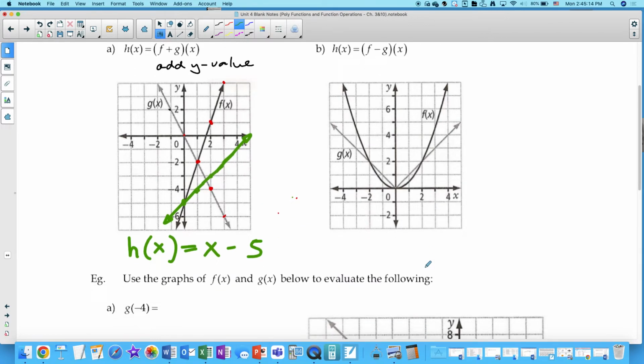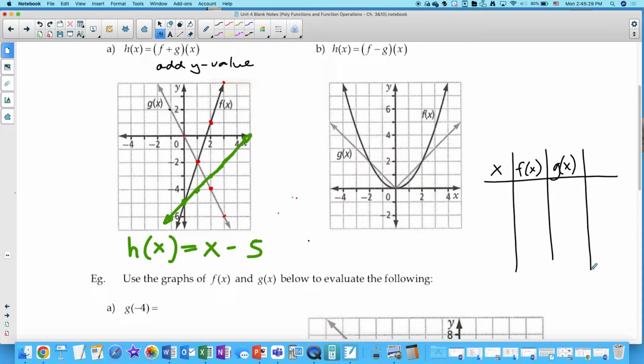I'm just going to make a really quick table of values where what I want to track is what's the value of x, what's the value of f of x, what's the value of g of x, and then h of x is f minus g of x. So I want to know that as well, f minus g of x. So I'm going to be subtracting these two columns. Okay, so let's see. G of x is this one over here.